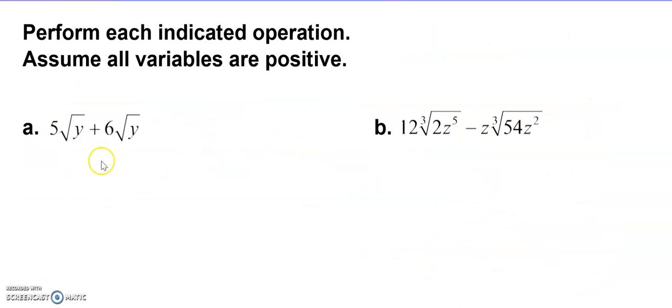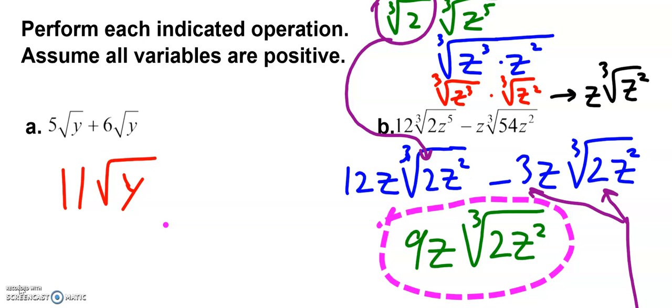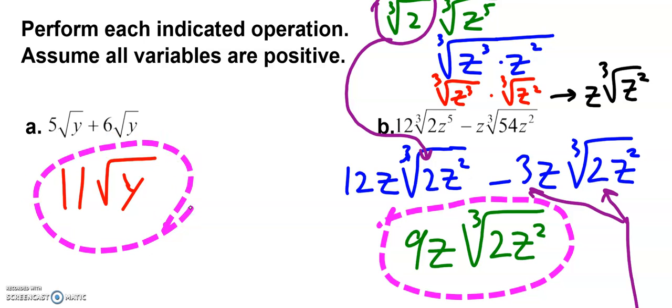Now you try. So I want you to do A and B, pause the video, and pause when you're ready to discuss. All right, so hopefully the first one was pretty straightforward, and we get 11 root y. 5 plus 6 is 11. Both of them had the same index and same value underneath the root, so we get 11 root y.